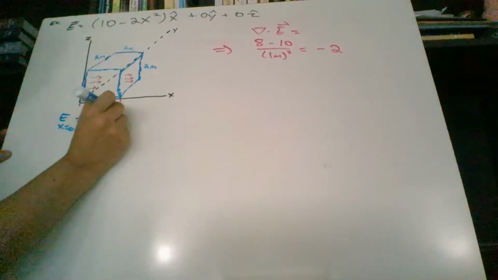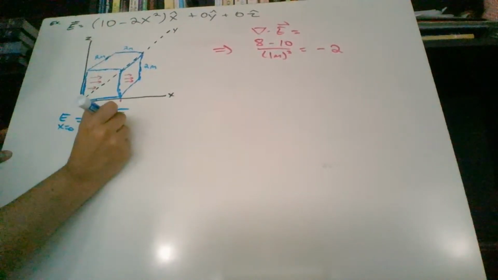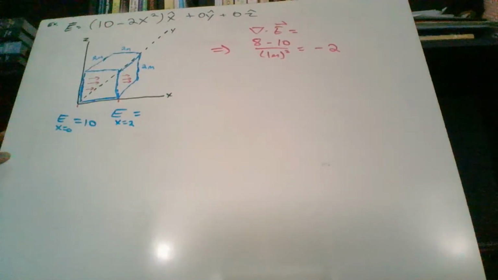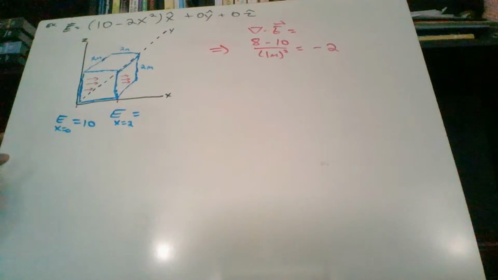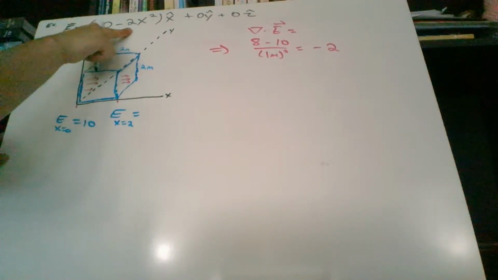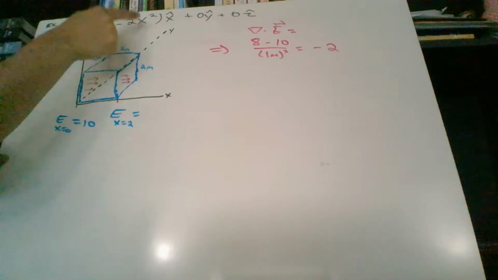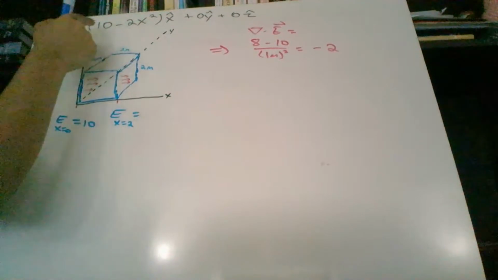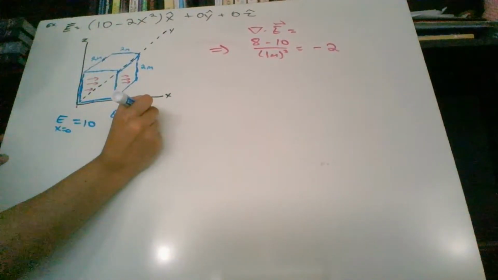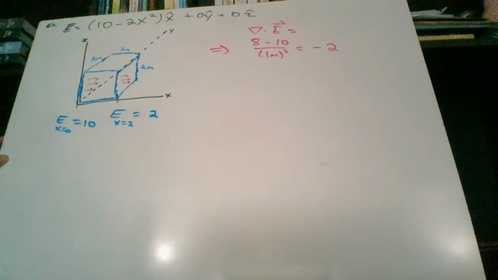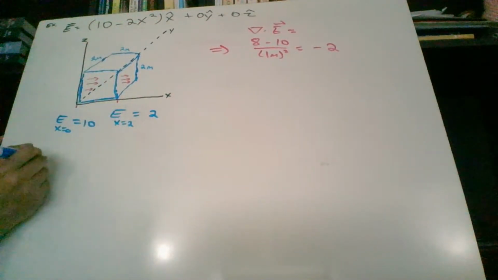Over here, though, the electric field at x equals 2, not 1, because we're a distance of 2 now in a 2 by 2 by 2 box, is going to be 4 times 2, which is 8. So 10 minus 8 is 2. So now the electric field is 2 here. And the flux, this is where you've got to be careful.